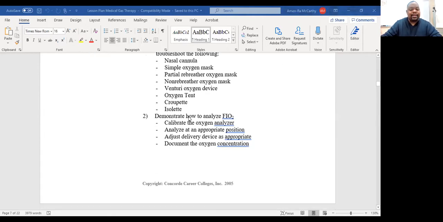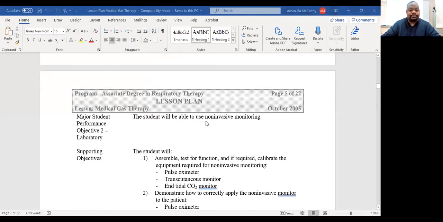You're also going to be able to demonstrate how to analyze the FiO2. That means, how do I test it? How do I know that the oxygen coming from this tubing is 40%? How do I know it's not 100%? Well, there's something called an oxygen analyzer that you're going to use, put it in the flow, and it'll tell you. And there are different types of analyzers. By the end of this lesson, you will be able to tell me the difference and how they work. Adjust the delivery device as appropriate and document the oxygen concentration.